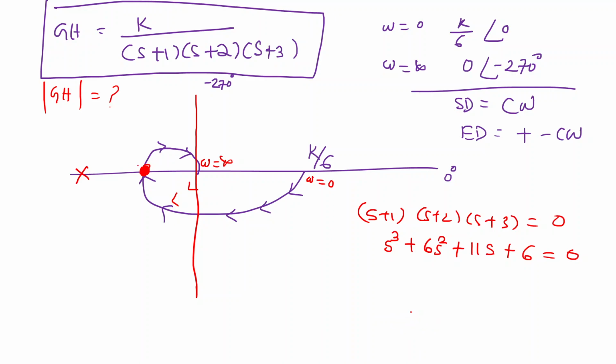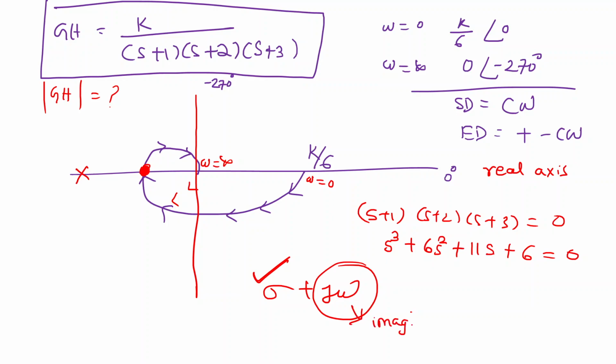The concept is that you need to find out a point which is on the real axis. A real axis means remember omega is zero, but we need to find out sigma plus j omega. We need to find out the sigma value. So we have to make omega 0, right? Omega equal to 0 means this is the imaginary part. We have to make it 0, right?